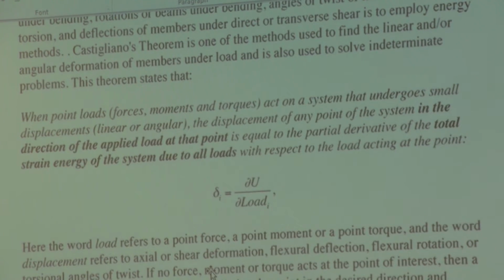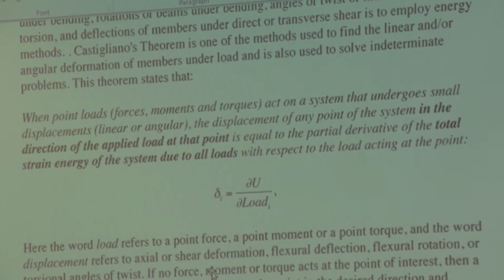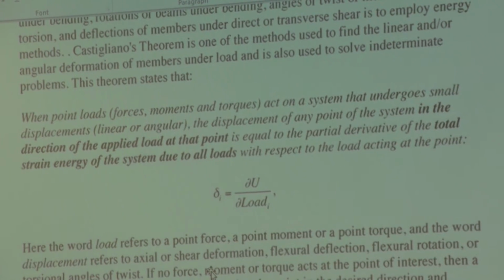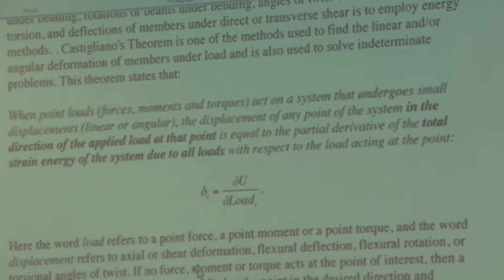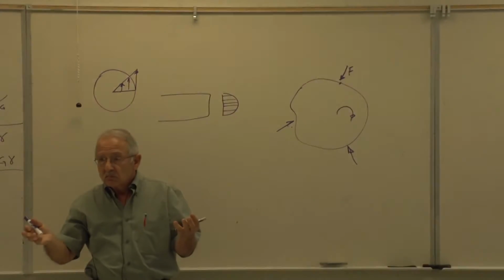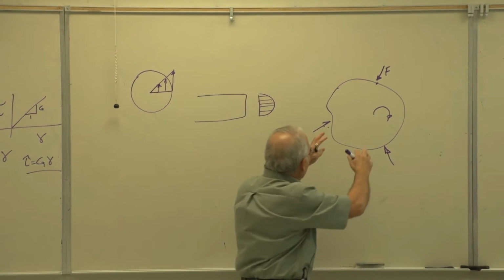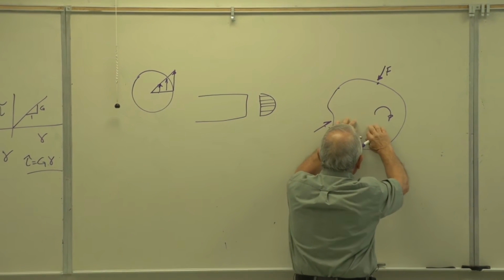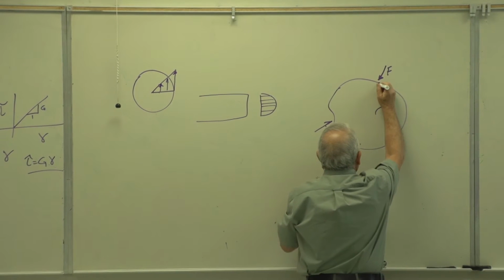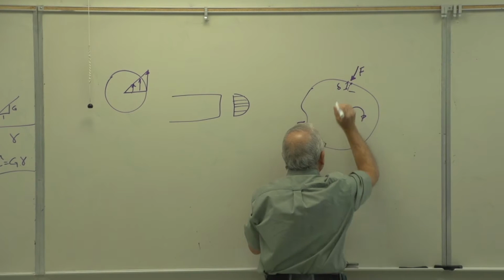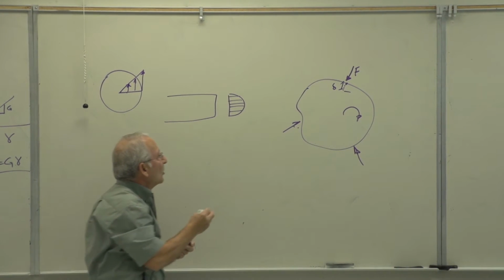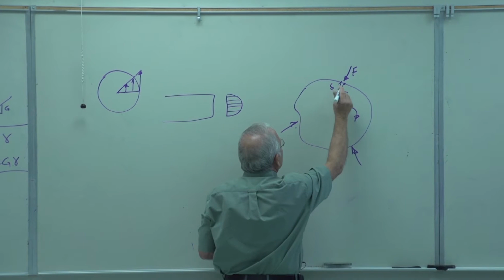So what do I mean by that? Let's say here's your system. It's under forces, moments, torques, whatever. And there's a force acting here. We'll call that force F. I would like to know that under the action of all of these loads that are on this system, how much does that point move in the direction of that force?